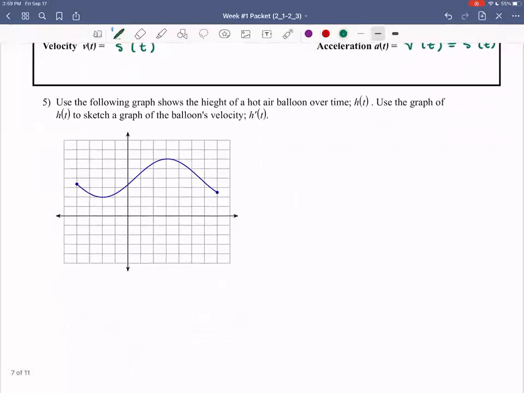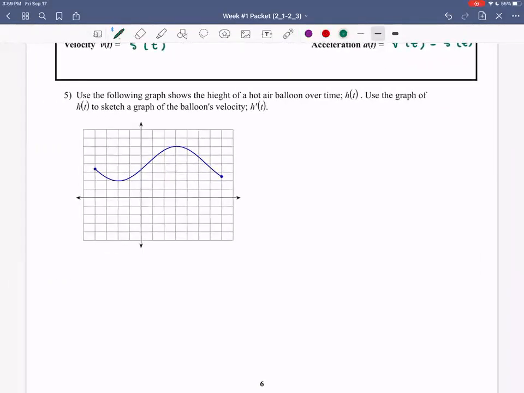So let's look at this last problem here. So number 5, there's a little bit of a typo here. This should be the following graph. So number 5 says the following graph shows the height of a hot air balloon over time, h of t. Use this graph of h of t to sketch a graph of the balloon's velocity.